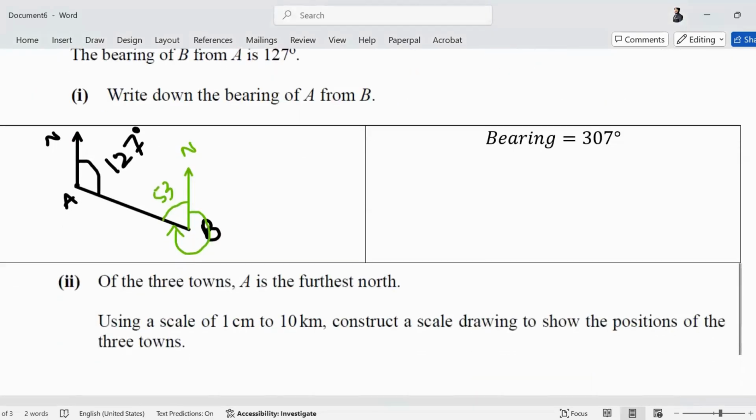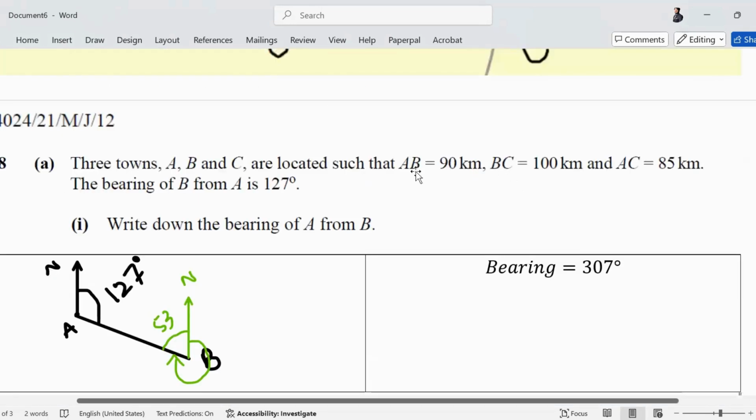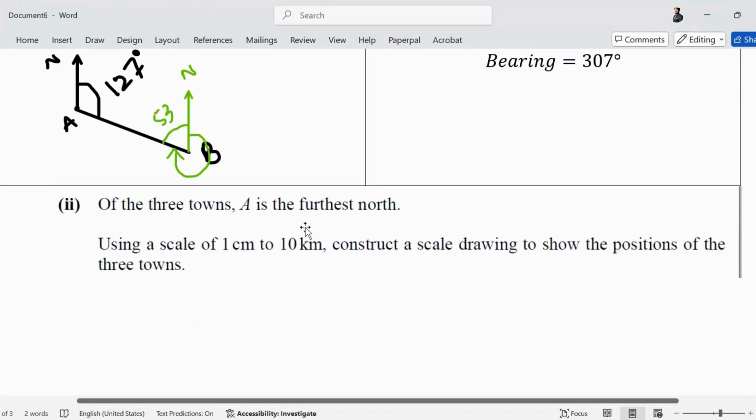Of the three towns, A is the furthest north. It is the northmost town. That means B and C both are below A. Is that right? I already know the bearing of B from A, and I know the distance as well. What is the distance of B from A? That is 90 kilometers. The question has given us a scale of 1 centimeter to 10 kilometers.